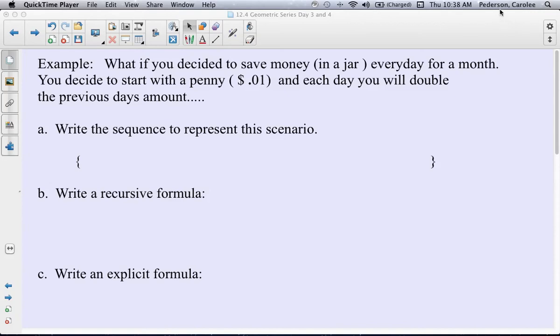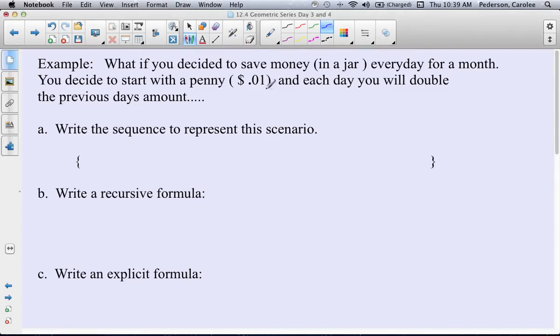Here's an example of a geometric sequence where you have a penny jar. It starts off with 1 penny, and then every day you double that amount. And remember, you can pause this video. So step 1 is to write a sequence to represent this scenario.